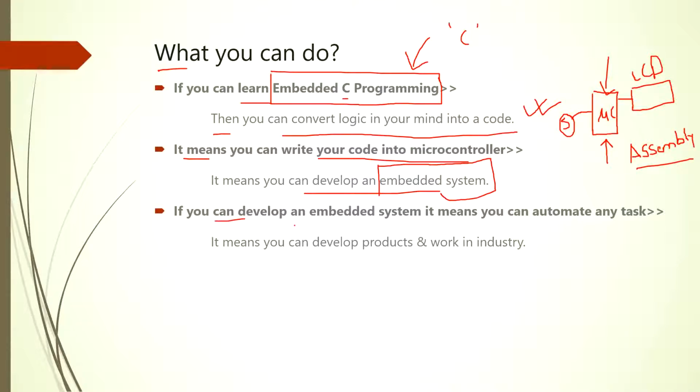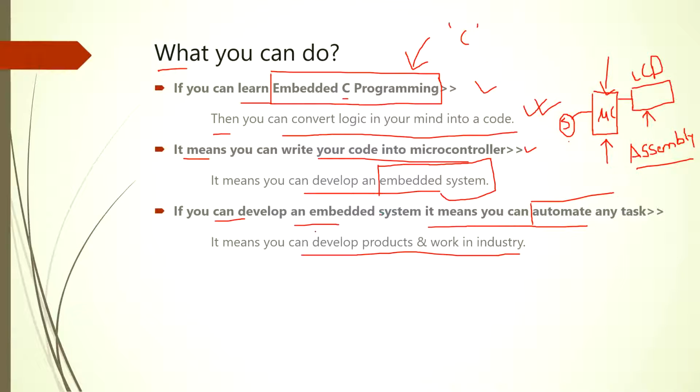If you can develop an embedded system, it means you can automate any task. It means you can develop products and work in an industry. If you know how to write a program, and if you know how to burn the program into the microcontroller, then you can automate any task. For example, in the example I have shown, this system reads the temperature and keeps on displaying it on this LCD unit. So reading of the temperature has been automated.